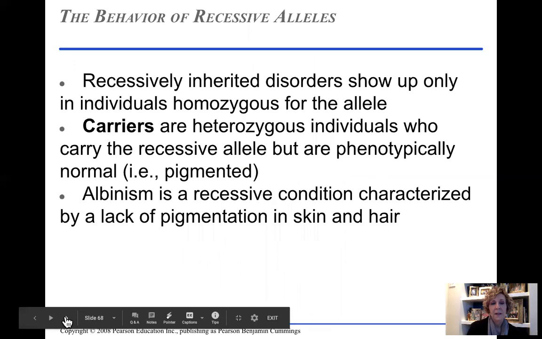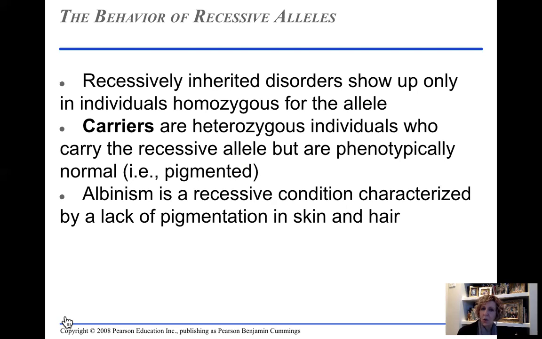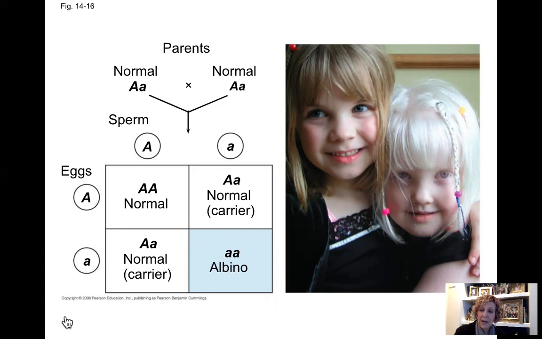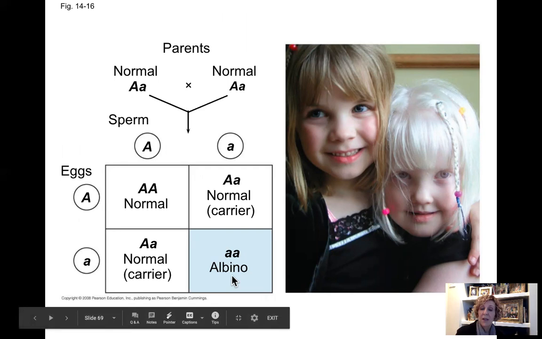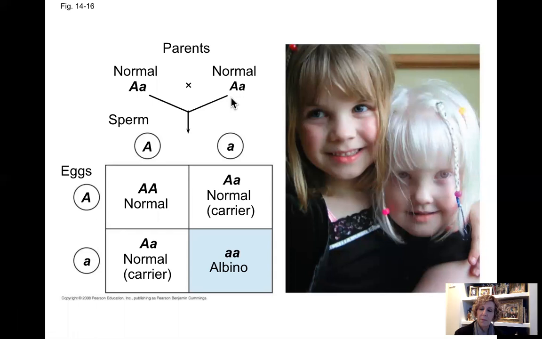So a carrier is going to be an individual who is a heterozygous individual that carries that recessive gene, but is phenotypically normal, all right? So for an example, albinism. All right. Albinism is a recessive genetic condition where you would have two recessive traits for no pigment. And so we would say if you have two parents that are carriers, what are their chances of producing a child with albinism? And you can see that it's 1 out of 4.